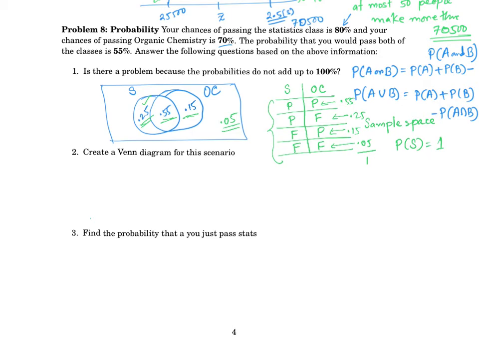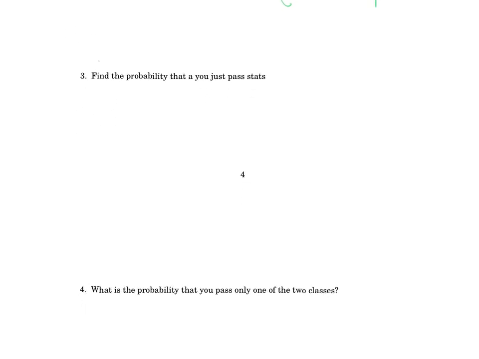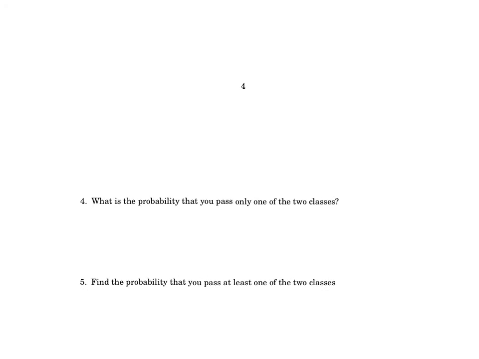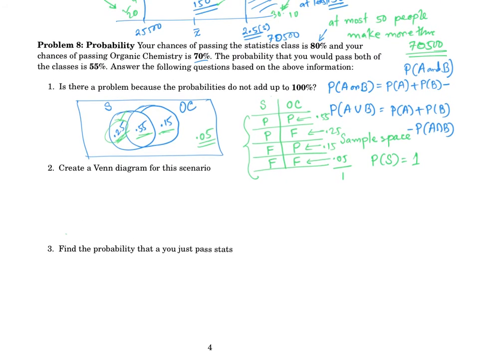So, is there a problem? No, there is not a problem. Create a Venn diagram, yes. Find the probability that you pass stats. Oh, I gave it out to you. The probability that you pass stats is 0.25, and based on this, you can keep going and answer everything. Let's see what else there is. What is the probability that you pass one of the 2 classes? Look, one of the 2 classes is going to be either pass statistics or this. So it's going to be 0.25 plus 0.15, which is 0.40. And if you understood this diagram, you should be able to answer the rest of the questions.